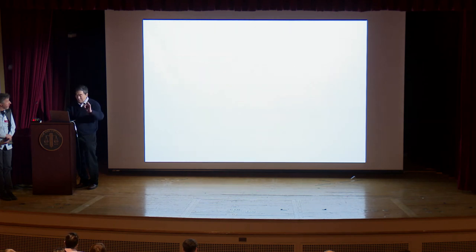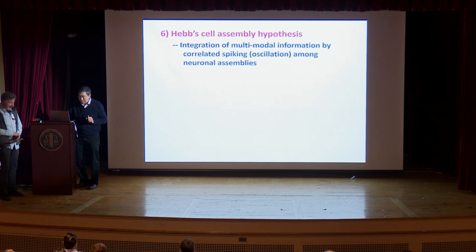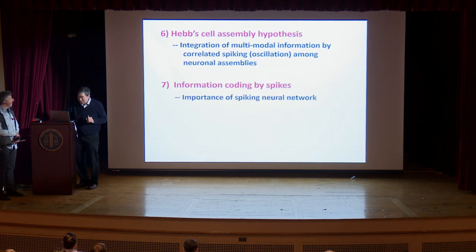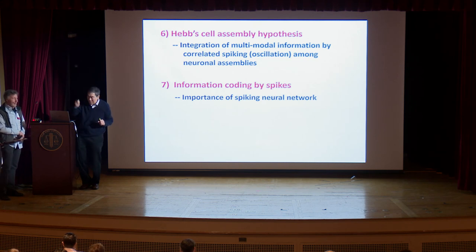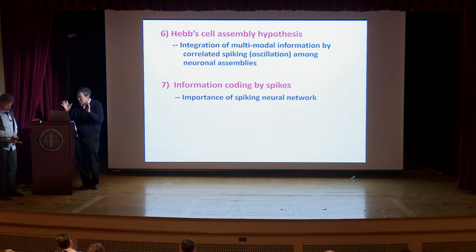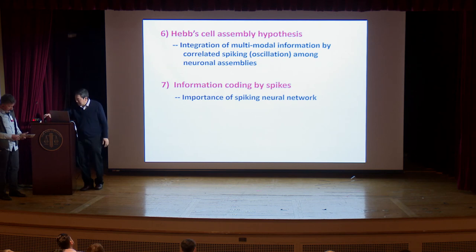So, last slide. Hebb's cell assembly hypothesis: integration of multimodal information by correlated spiking. I'll stop here because I'm sure oscillation will be a topic by Terry very soon. And also spiking. There's not enough attention given to spiking neural networks, because spikes are so important in the nervous system. They code the frequency, code the timing, everything. So I think much more push has to be done in spiking neural networks.